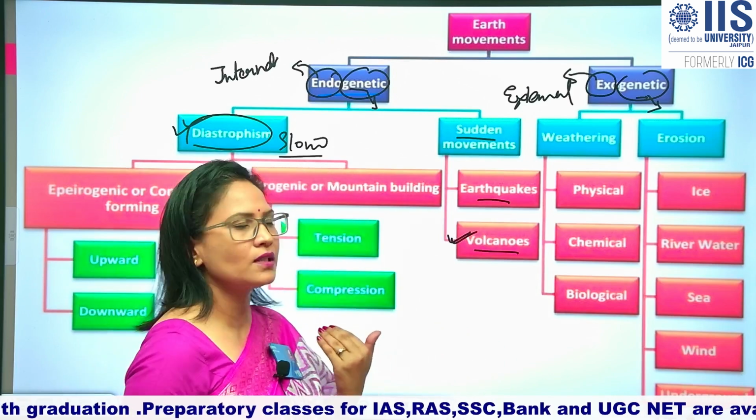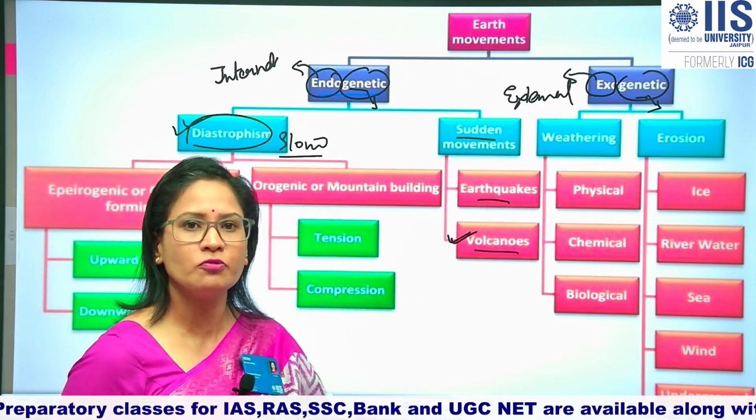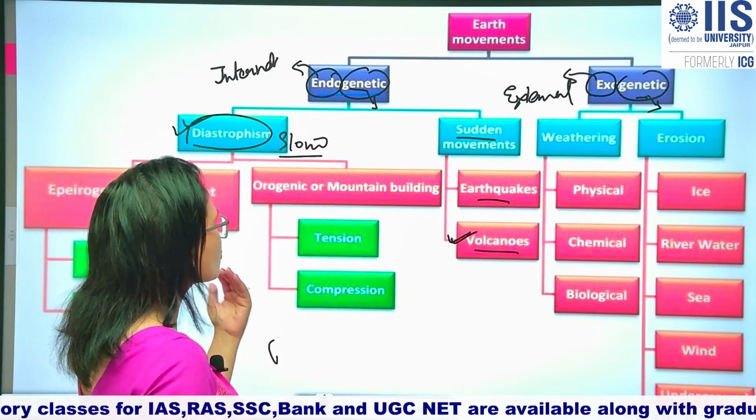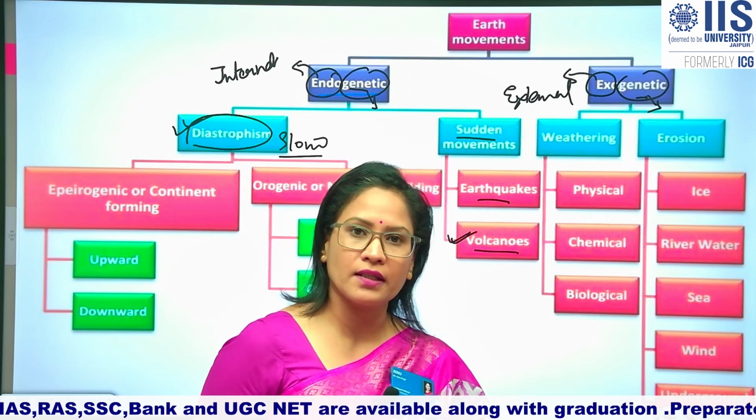Now coming to the next part, that is diastrophism. It means the slow movement. Now this slow movement can occur horizontally or vertically. What are they?